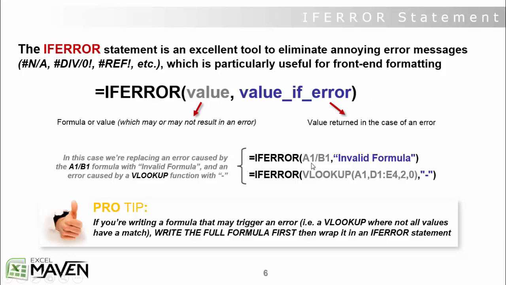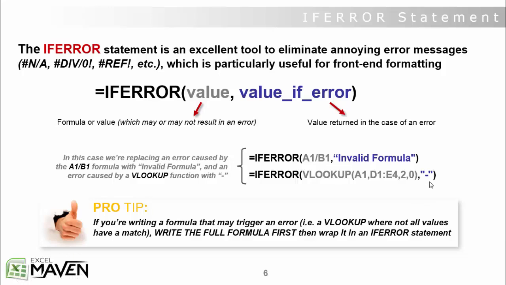If we have a division problem, A1 divided by B1, and we know that B1 might potentially be a 0 in some cases, we can say, all right, instead of giving me a #DIV/0! when you do this function, instead return the text string "invalid formula". In this other example, we're saying if you get an error when you run this VLOOKUP function, just show me a dash in quotes, which is a lot cleaner.